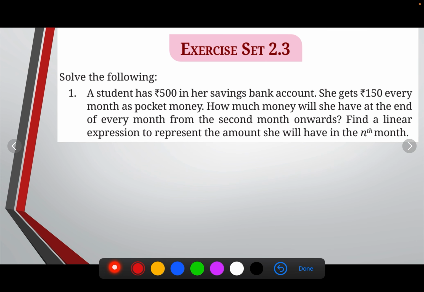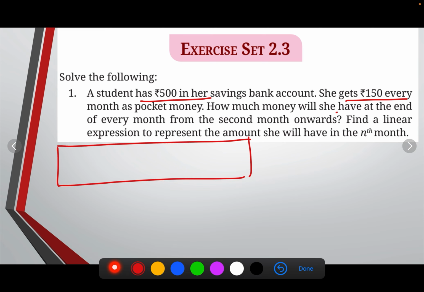One more question. A student has 500 rupees in her savings bank account. She gets 150 every month as pocket money. How much money will she have at the end of every month from the second month onwards? So in this case, I have to make a table where I'll show the linear pattern. This will be the number of months and this will be the amount.